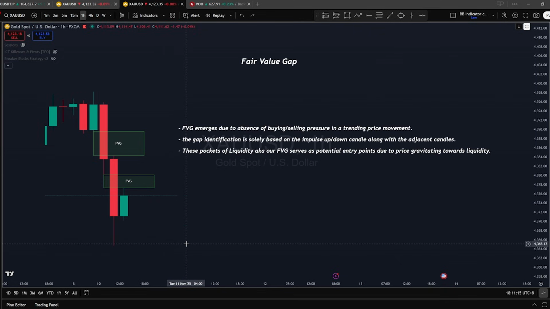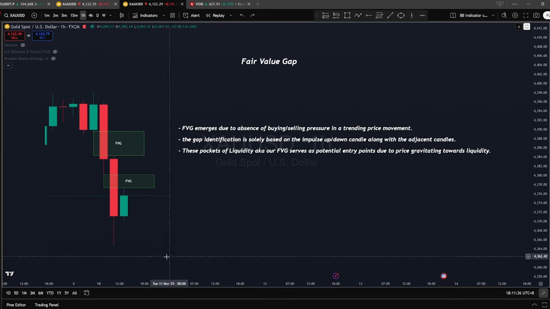Now, why do we expect price to come back into it? Once again, price moves from internal areas of liquidity to external areas of liquidity and vice versa. It's a cycle. And since this fair value gap is considered a point of liquidity, price can come back up into this area to tap and give us a further push lower.